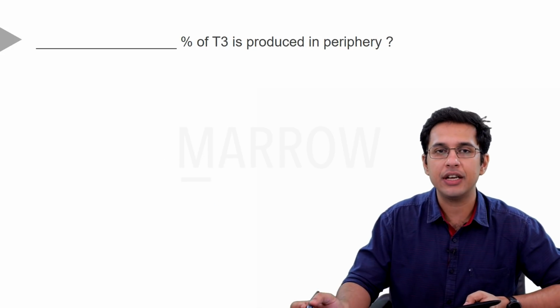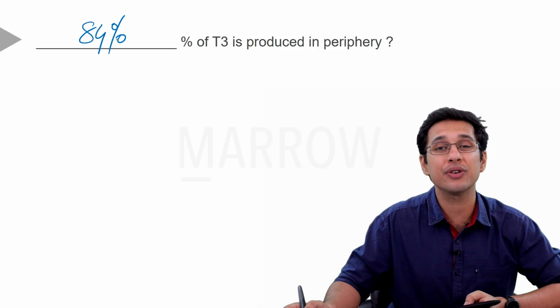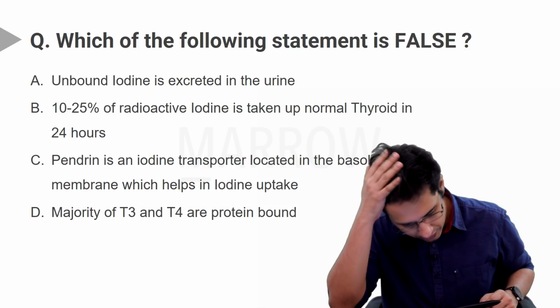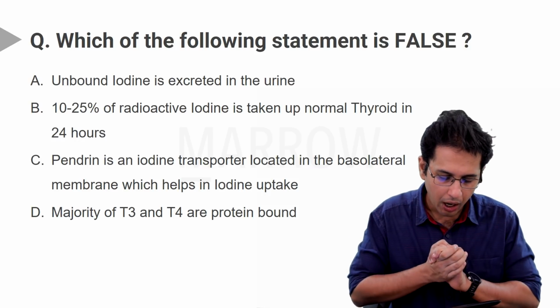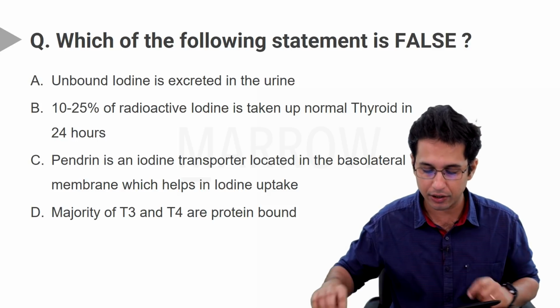What percentage of T3 is produced in the periphery? 84% of T3 is produced in the periphery. Which of the following statements is false? Okay, now look at this statement, right? Unbound iodine is excreted in urine. Yes, unbound iodine is excreted in urine.